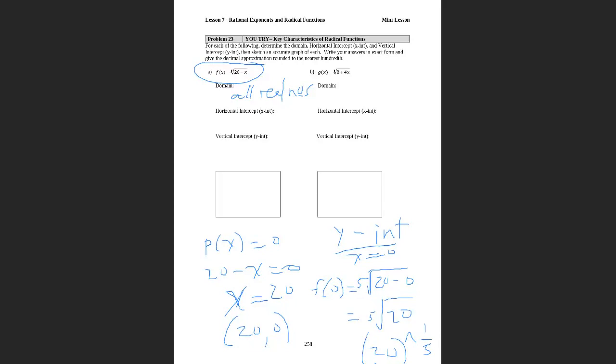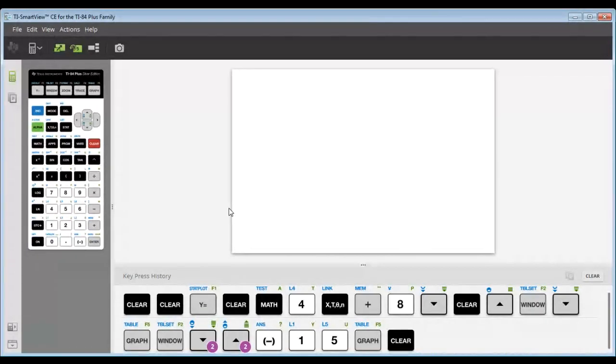No, why it's not working. Okay, there we go. All right, so now you can see my calculator.